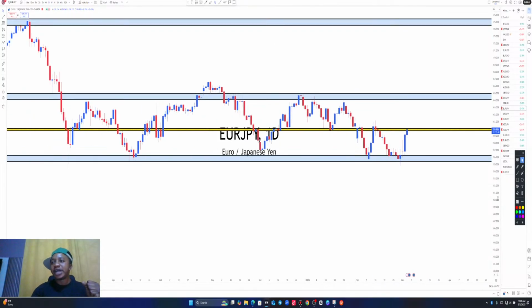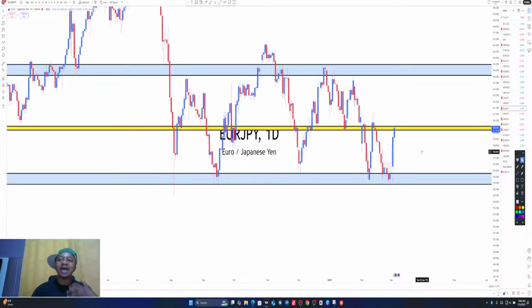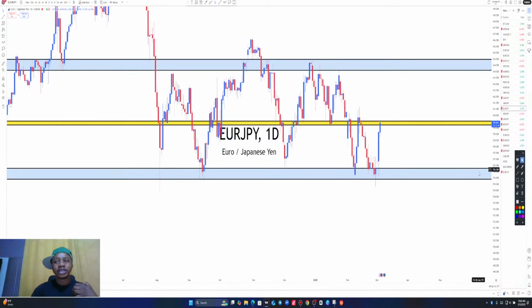All right, so this is the daily time frame. On the daily, what do we see? We see a downtrend on the daily. Okay, we see a downtrend on the daily.